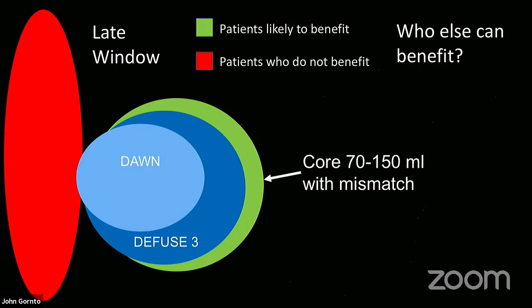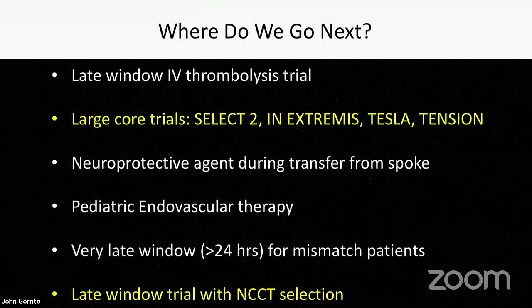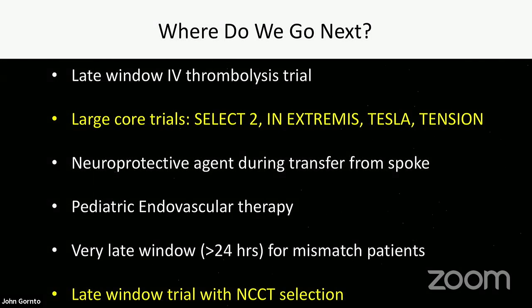Who's going to benefit? Again, I think we can push that core up beyond 70, which was the cutoff in DEFUSE 3, maybe up to 150, maybe even more, but they need to have some salvageable tissue to go along with that big core. So large core trials, there are several that are launching: SELECT2, In Extremis, TESLA, and TENSION. The one that I am most interested in is SELECT2 because it looks at ASPECTS and penumbral imaging in all cases, and that way we can sort out at the end of the day how much the penumbral imaging added to a simple ASPECTS-based selection.